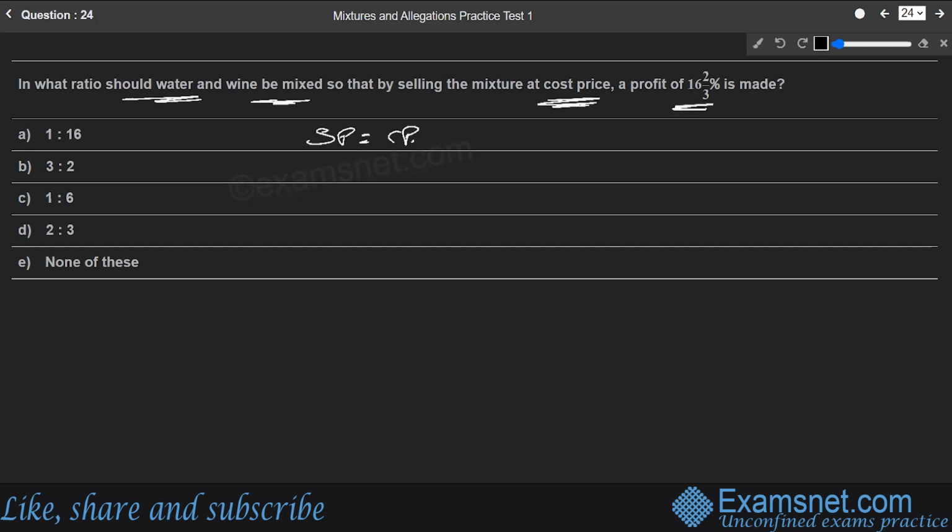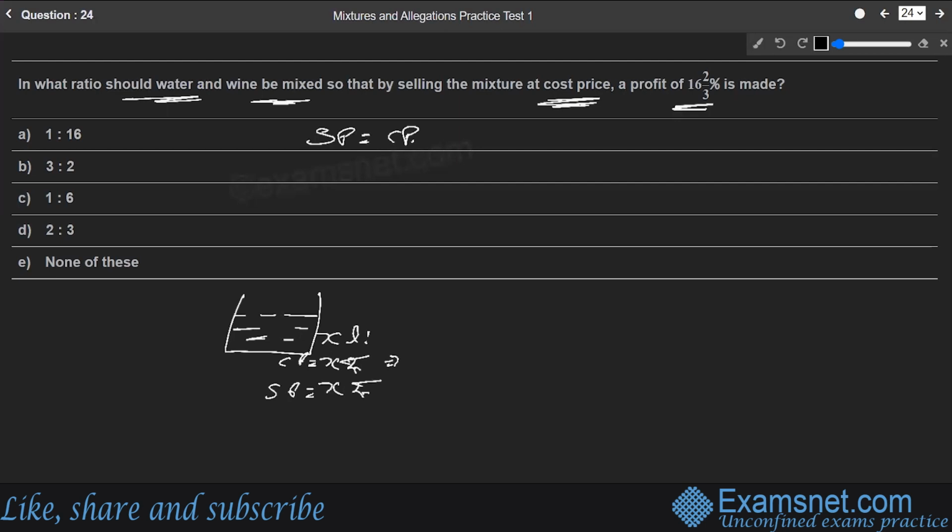Okay, let us understand this by a figure also. Suppose we have a vessel and let's say x liters is already available with me, and the price of this x liters is x rupees only. If I sell this at cost price, the selling price will be x rupees only. Cost price is x rupees, selling price is x rupees, and I'll have no profit, no loss.